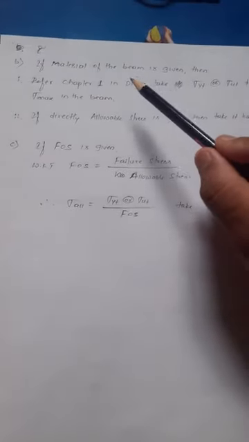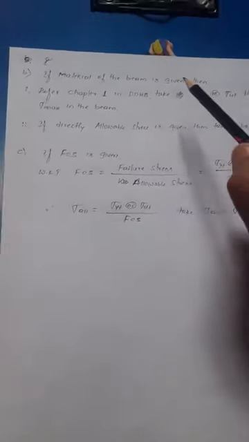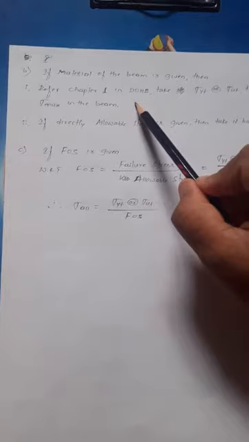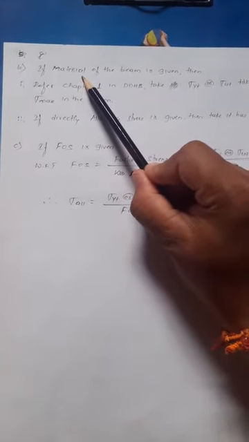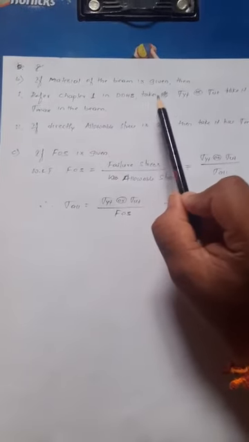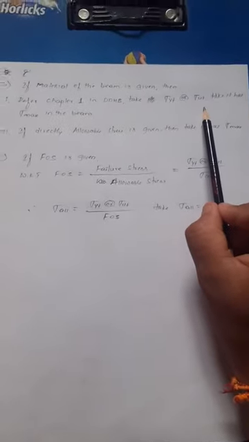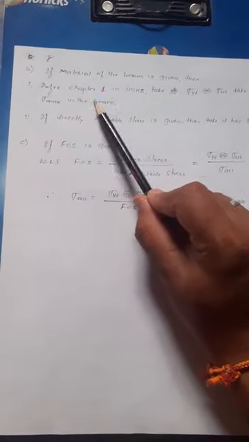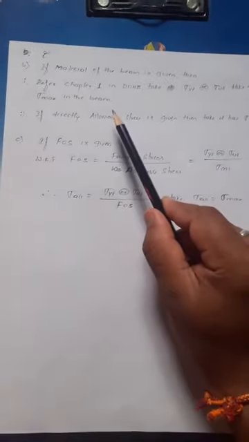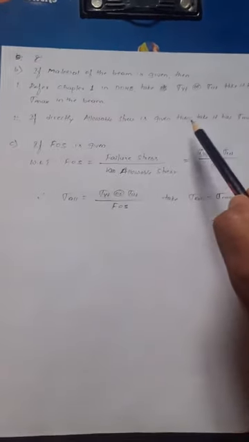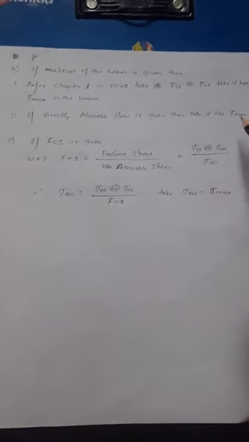Then another variety of problem: if the material of the beam is given, refer to chapter 1 in the data book. It may be cast iron or steel, some metal is given, then you refer to chapter 1 in the data book. Take the yield strength and ultimate strength based on the type of metal given. Take it as the maximum stress in the beam, and then solve it. Second, if allowable stress is directly given in the problem, then take it as the maximum stress induced.